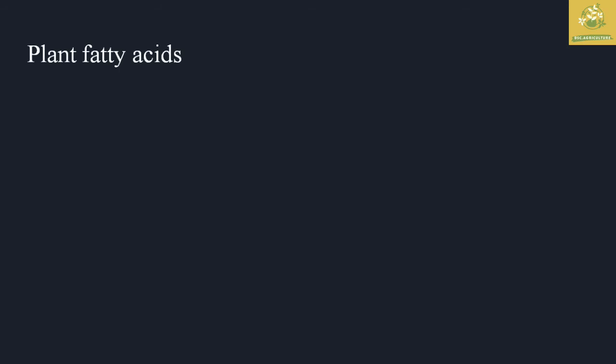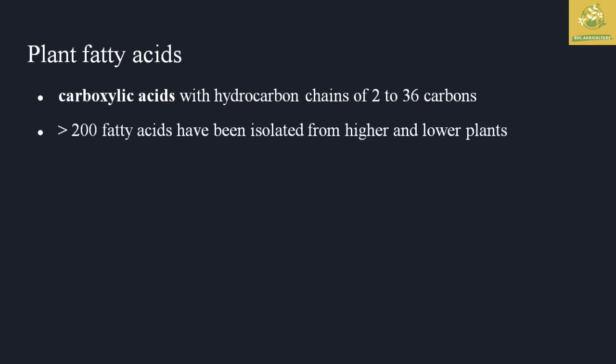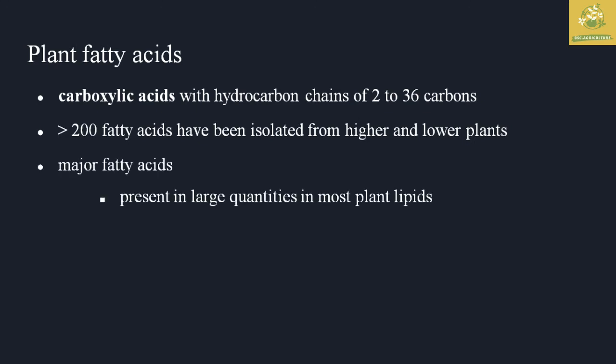So, what are the storable plant fatty acids? They are carboxylic acids with hydrocarbon chains of 2 to 36 carbons. You must remember that the carbon present in plant fatty acids is 2 to 36. More than 200 types of fatty acids have been isolated from higher to lower plant classification. They can be classified into 3 types: major, minor and unusual.